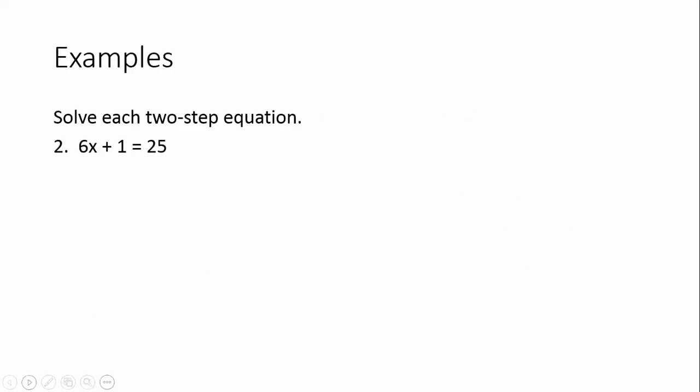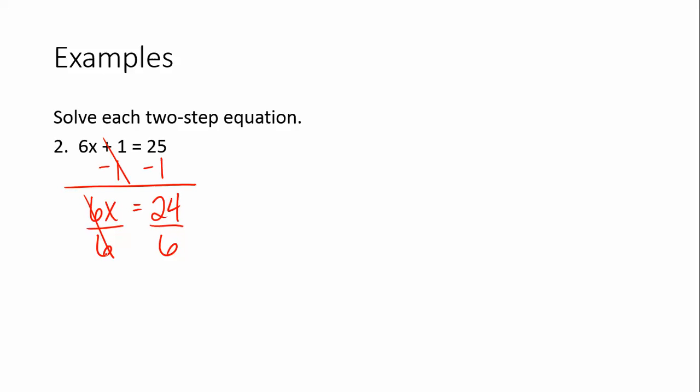Number 2, we're going to undo the addition first. We're going to subtract 1 from both sides. Bring down your 6x. 6x equals 24. Now we're going to divide both sides by 6. x equals 4. We're not asked to check our solution, but you are more than welcome to do so. Some of you can even do the check in your head. If you take the 4, plug it back in for x, 6 times 4 is 24. 24 plus 1 is 25.